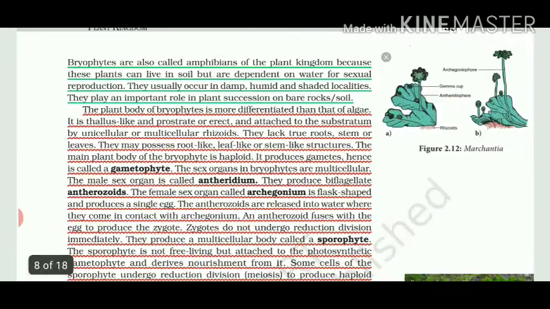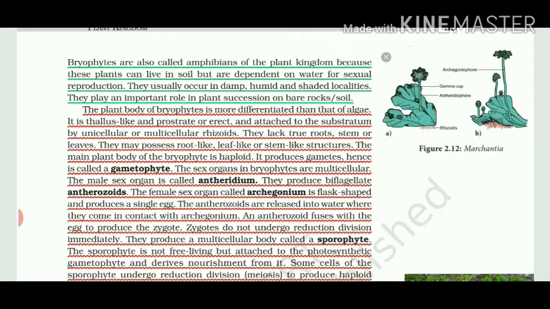Why are bryophytes called amphibians of the plant kingdom? A very important question. Simply because they can live in soil, meaning they can grow on the land, but they are also dependent upon water for sexual reproduction. So they can grow either on land or inside water, but they require water as a medium for fertilization. In algae also, water as a medium was required for fertilization.